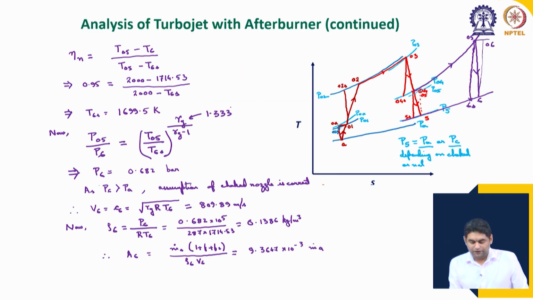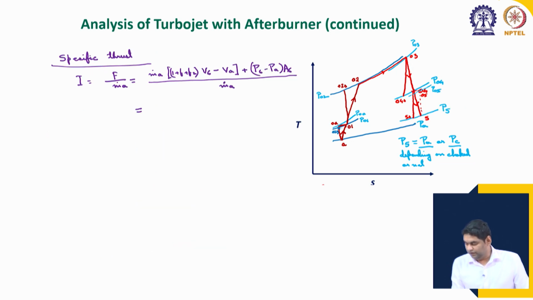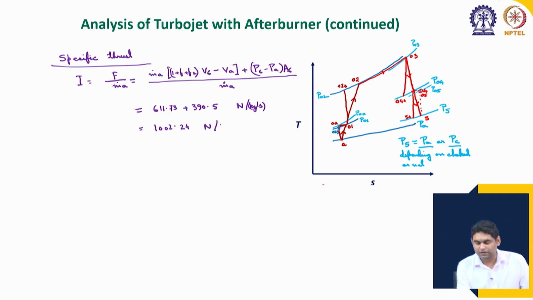So ultimately all factors are known values. We will get the value here as 611.73 plus 390.5 Newton per kg per second, which is equal to 1002.24 Newton per kg per second.